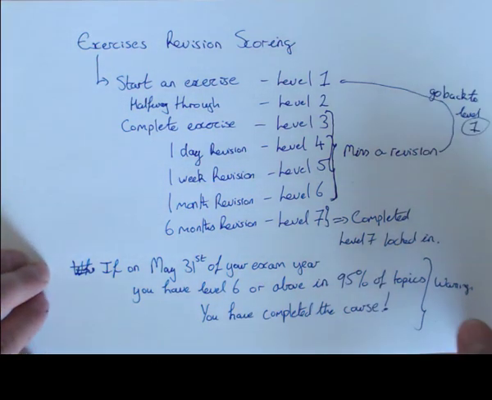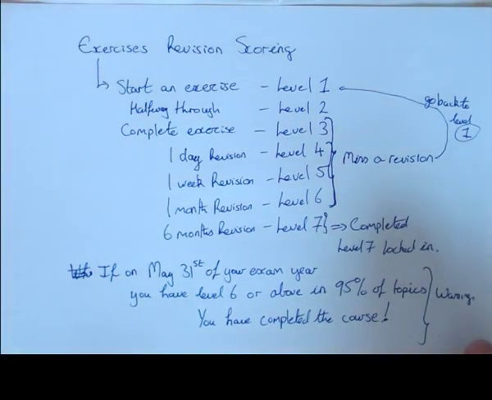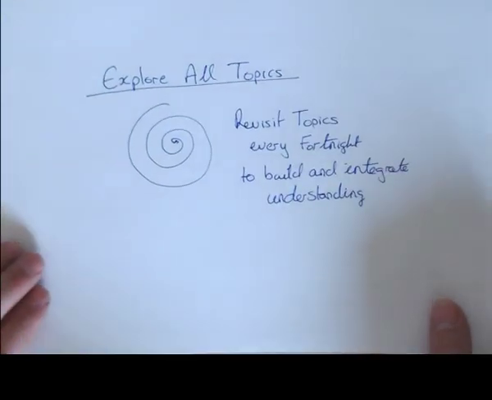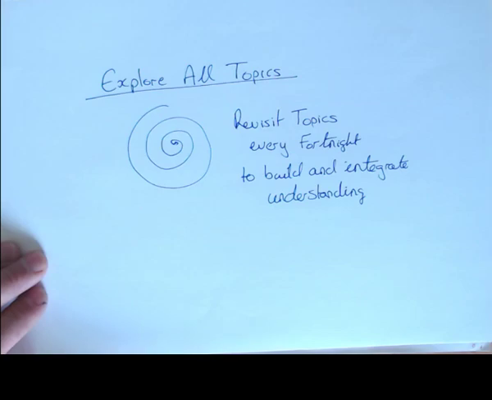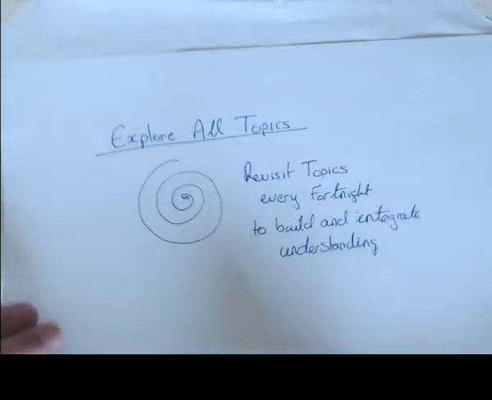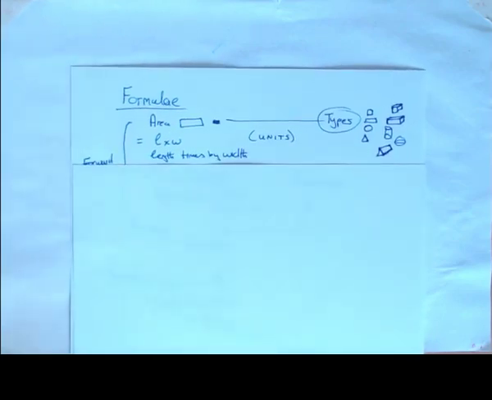So let's go back and have a look at the topics that you're going to be doing. Like I said, we're going to be exploring all the topics and we're going to be revisiting those topics usually every fortnight to build and integrate your understanding of everything. Okay, so we're going to start with formulae, or formulas, that you already know. For example, the area of a rectangle is the length multiplied by the width.